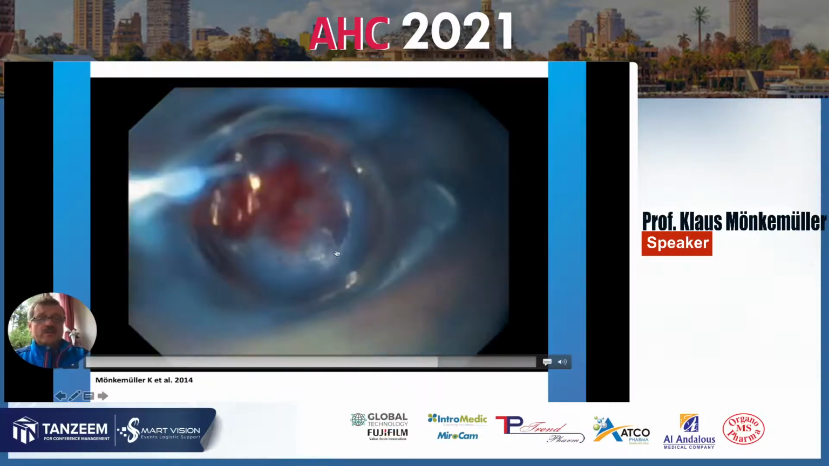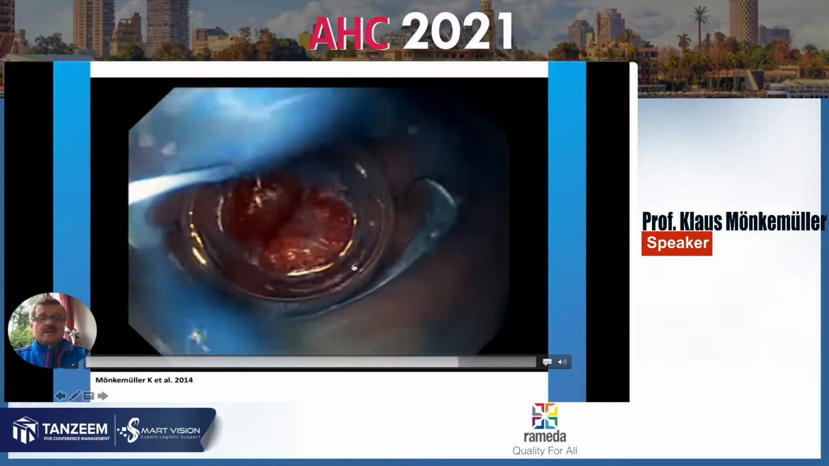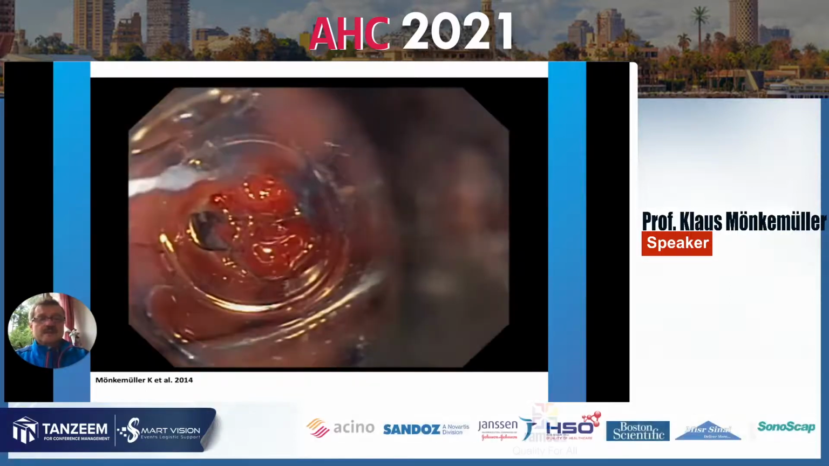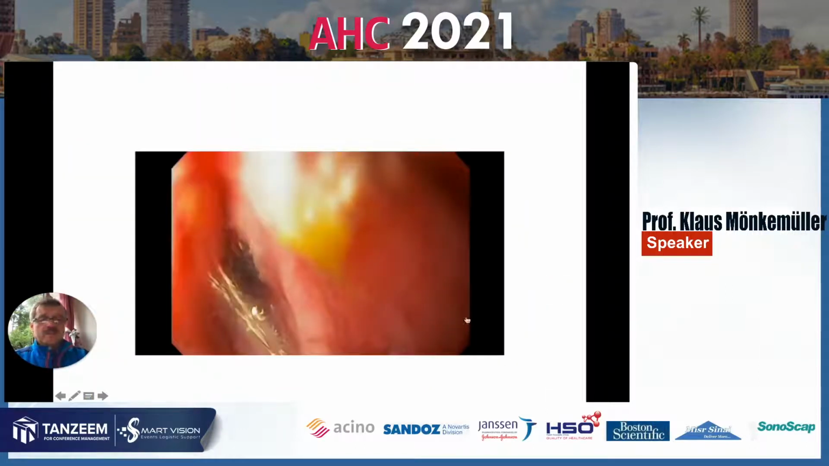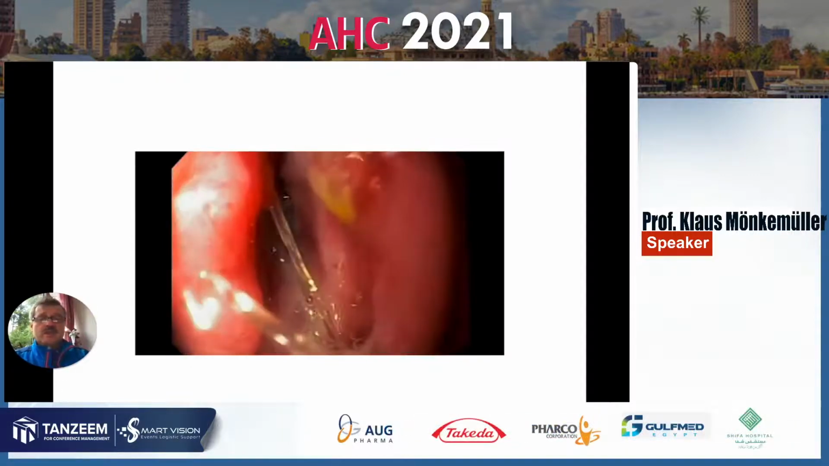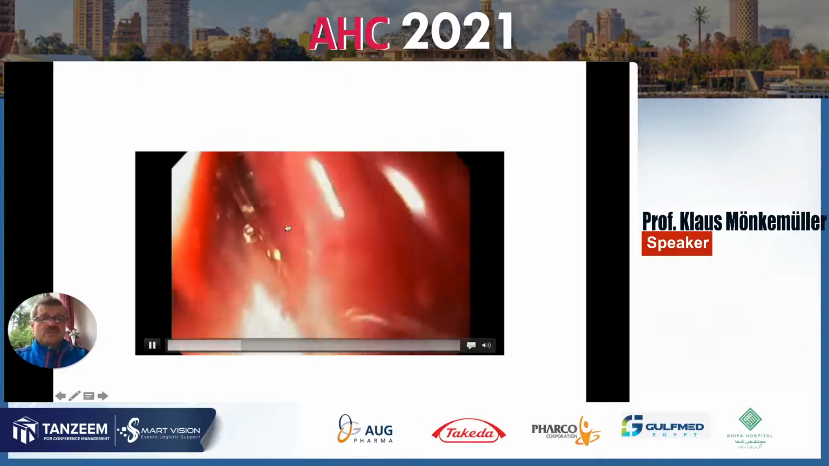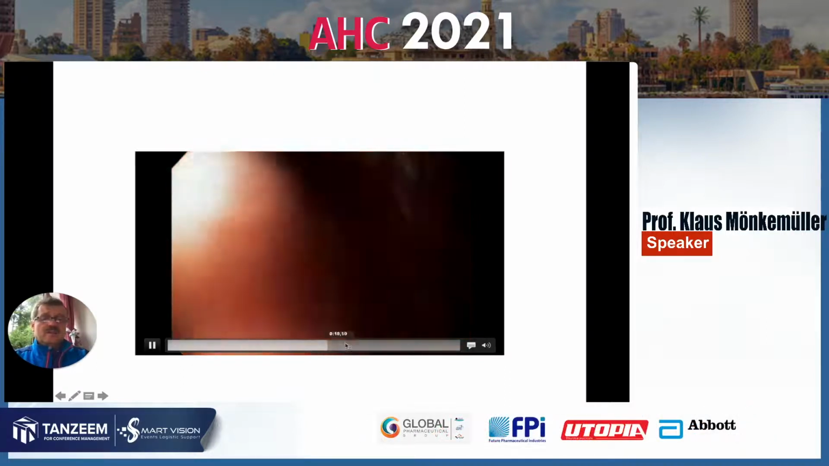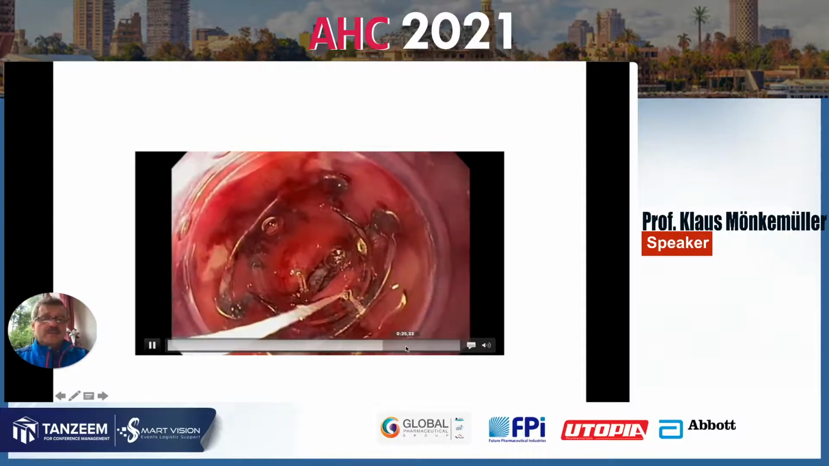After you apply the over-the-scope clip, you can see that the device is released and there is a complete closure of this defect. Easy and a one-step procedure as seen in this video. Here is another example of a fistula in a patient who had adhesions at the level of the gastrojejunostomy. Here you can see the large defect, and here we are advancing the device into the stomach and closing the fistula.